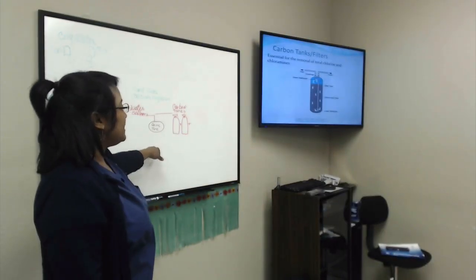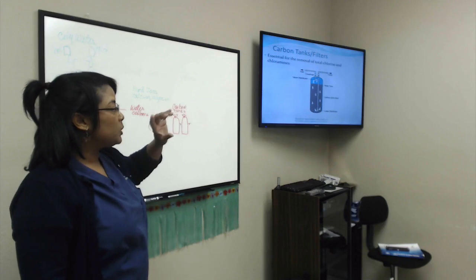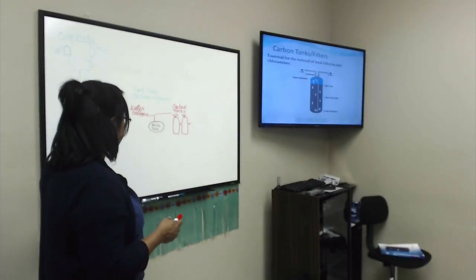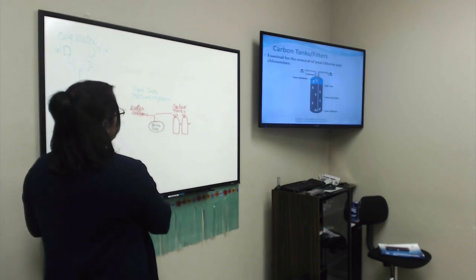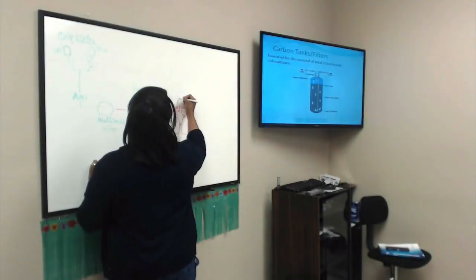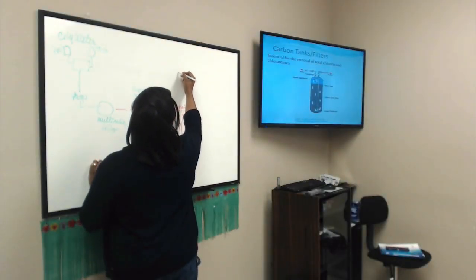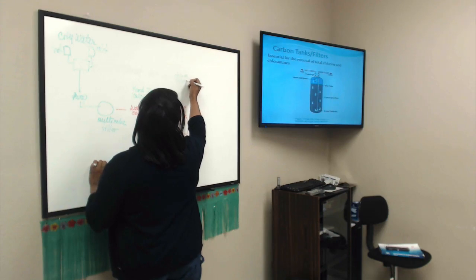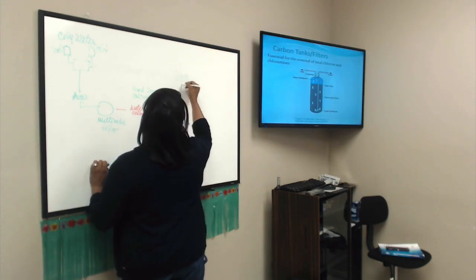The carbon tanks are the ones that are going to remove chlorine and chloramine. So these are gonna remove chlorine and chloramine. Okay, chlorine and chloramine.